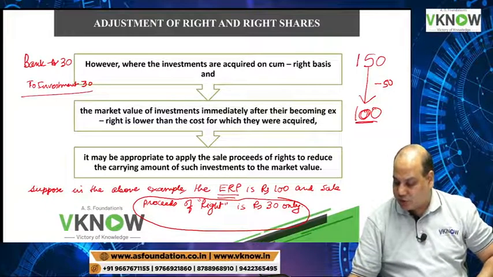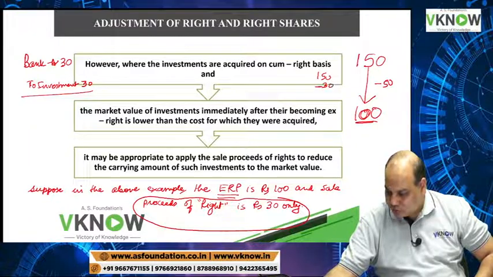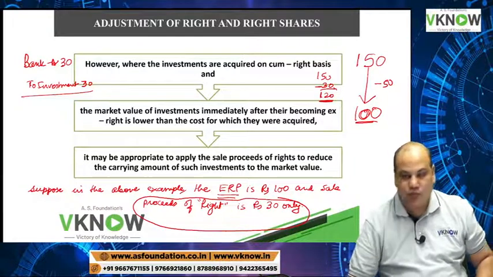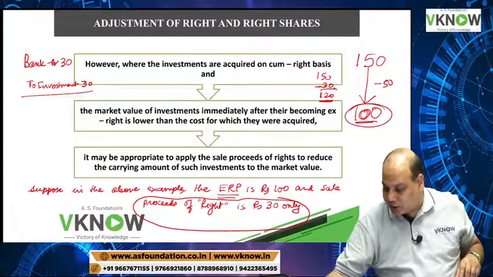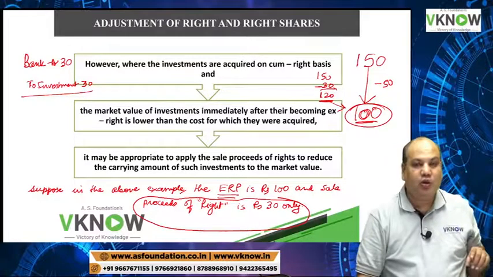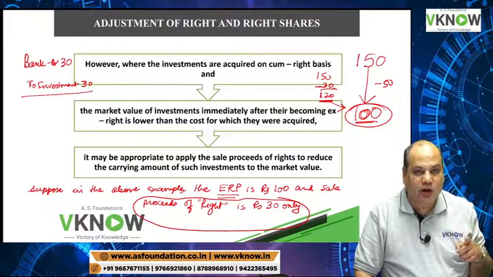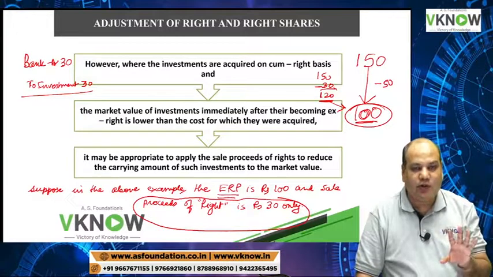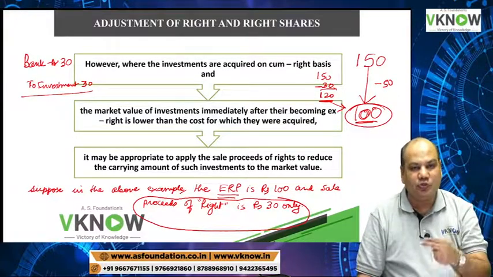So after passing this entry, your investment value will become 150 minus 30, that is 120 in the books of account. Investment will be 120 in the books of account, but its market price is 100 rupees. Then we have to check whether it is a current investment or a long-term investment. If it is current investment, then I will apply the rule cost or market value, whichever is lower, and I will have to write down 20 rupees more.